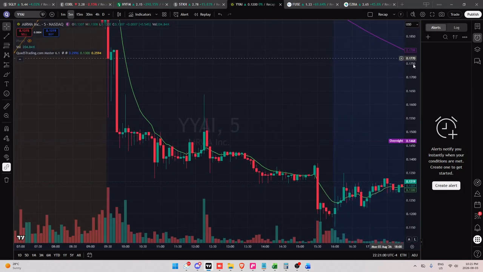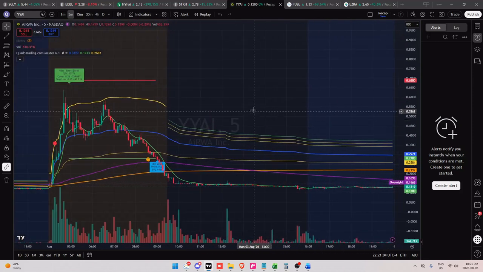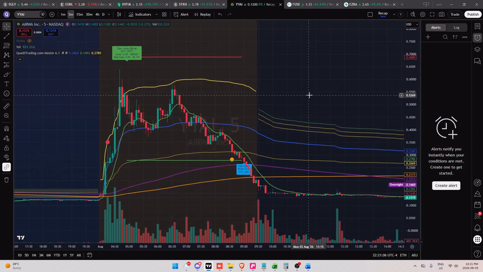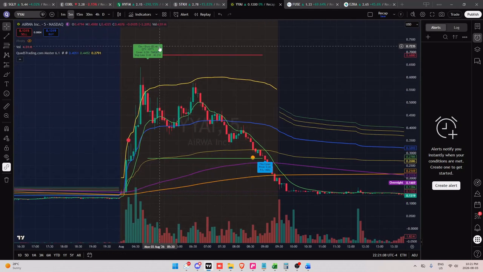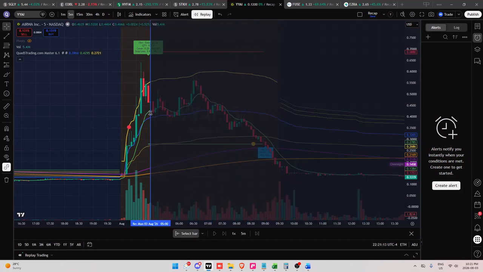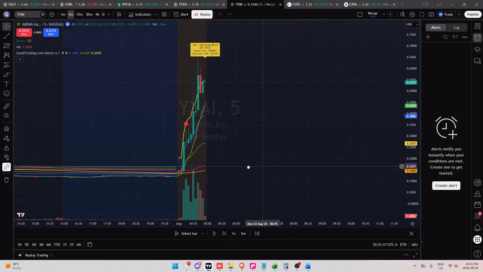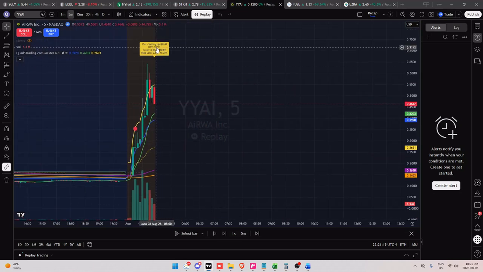Then we had YYAI. Let me just zoom in here. This was a much lower dollar stock. I think our entry was up at 46. Same thing. If I do a replay on this candle right here, you'll get the exact same thing, that yellow label. Boom, there it is. So we're going to short 10,771 shares based on a $50,000 account.